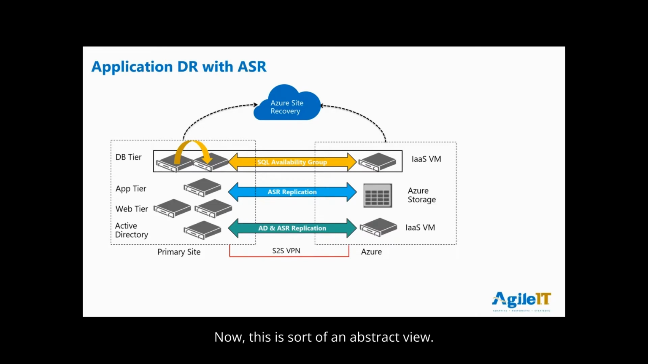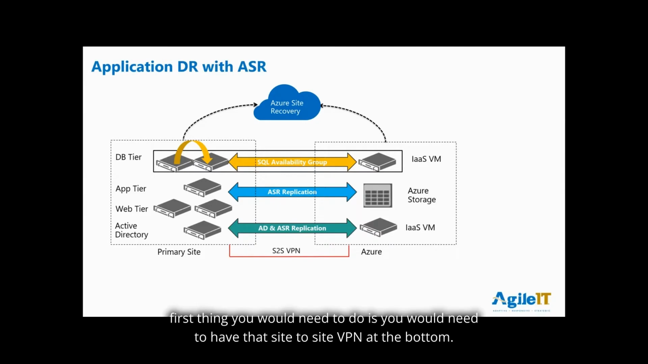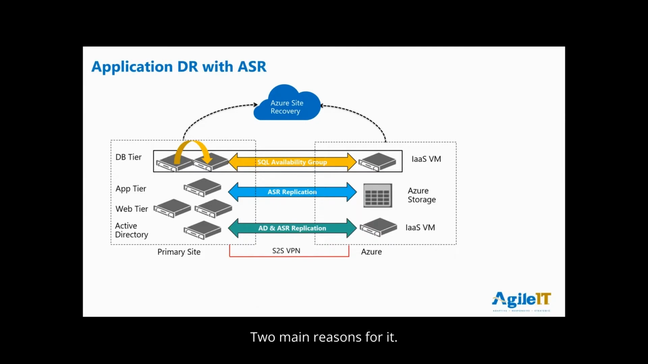Now, this is sort of an abstract view. Right now, it's basically saying, if you were to use the concept in its purest form, meaning a primary site or your co-location site using ASR up to Azure, which is on the right-hand side, first thing you would need to do is you would need to have that site-to-site VPN at the bottom. Two main reasons for it.